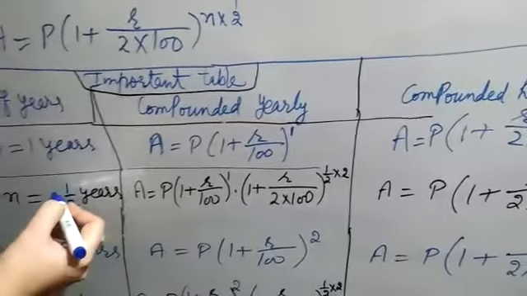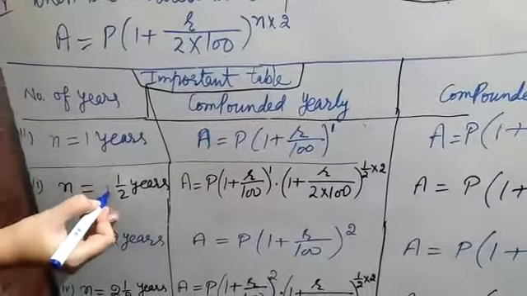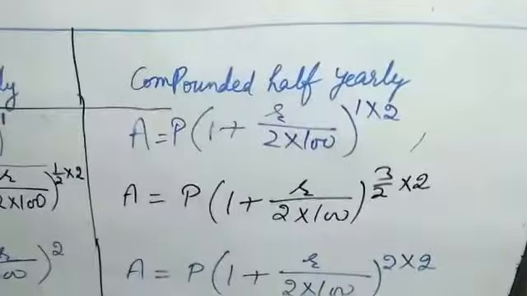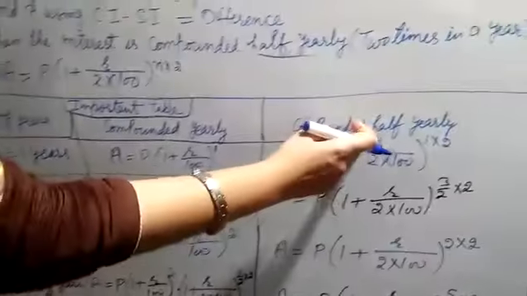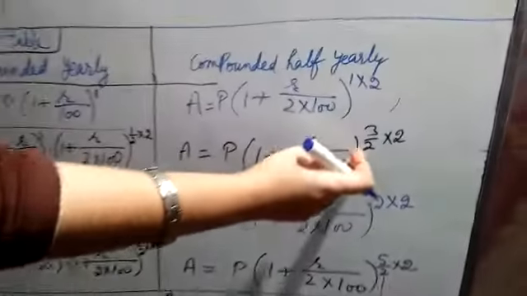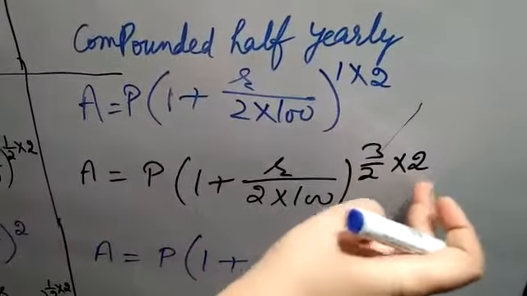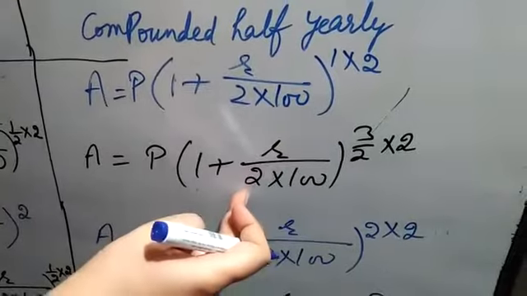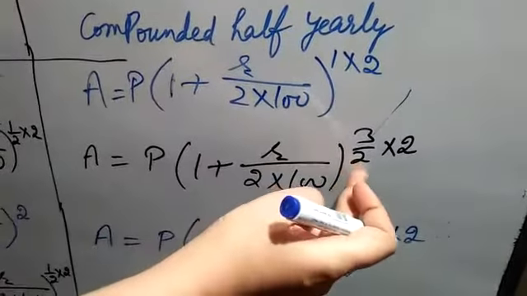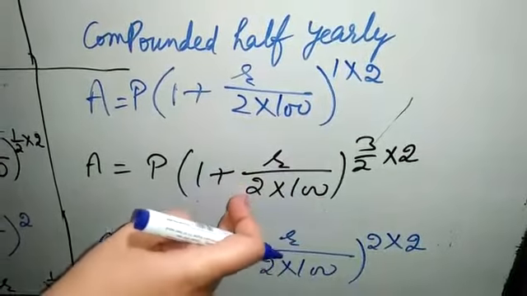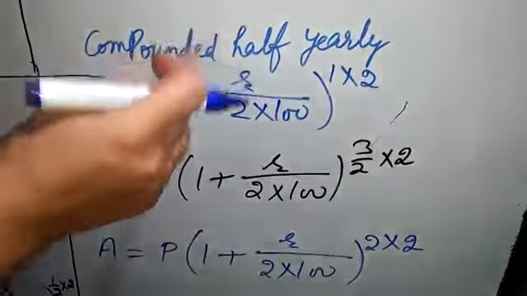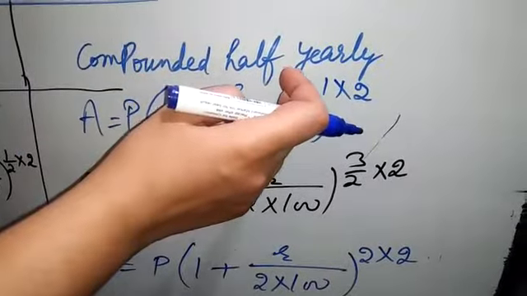But when you have 1.5 years and the interest is compounded half yearly, see, 1.5 is equal to 3 by 2. So we will take the half yearly formula directly for 3 by 2. Means 3 by 2 multiplied by 2, and the rate is taken as half. What is the time given? 3 by 2 years. Multiply the time by 2. What is the R given? Divide the R by 2. That is your formula of compounded half yearly.